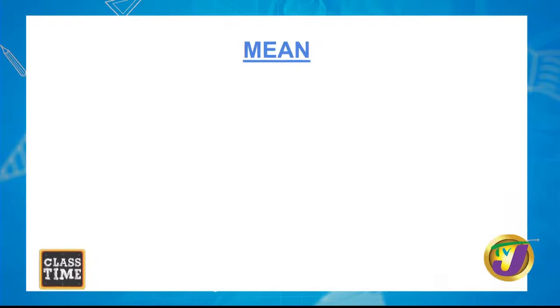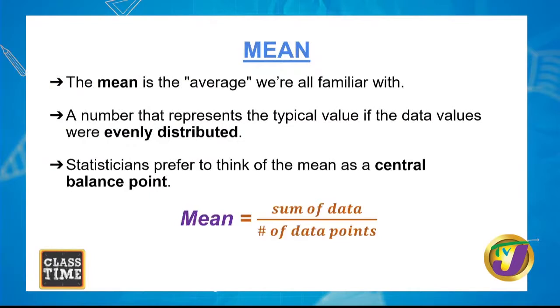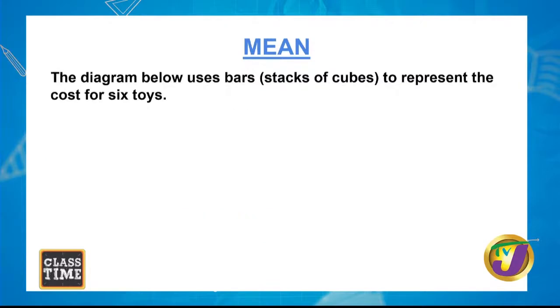Okay, thank you, Latoya. Firstly, we have the mean, and that is a common average most persons are familiar with. It is a number which represents the typical value if the data set was equally distributed. Statisticians prefer to think of this as the central or balance point. The mean can be found by taking the sum of the data values divided by the number of data points. All right.